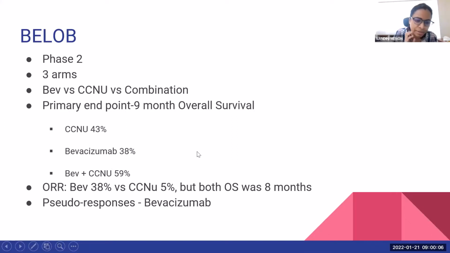Initially in the safety part of the study, they saw that a lot of thrombocytopenia with the CCNU prevented the bevacizumab administration. The dose intensity was affected. So then they decreased the dose to 90 mg in the combination, and the combination did better. The CCNU single agent and the bevacizumab single agent were similar in terms of the 9-month overall survival rate, and the median overall survival for both single agents was 8 months.